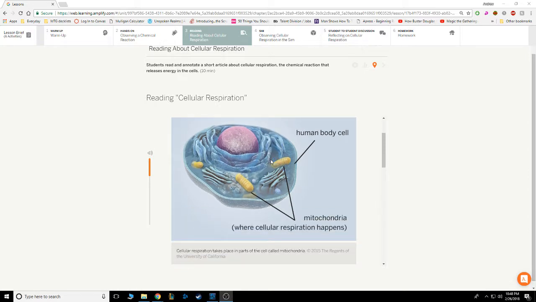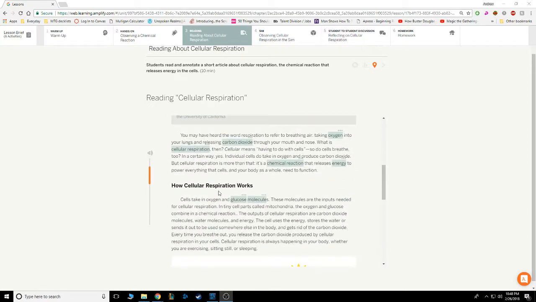Essentially what a cell does when it does cellular respiration is it takes in glucose and oxygen and puts it in the mitochondria. Remember, that's the powerhouse of the cell, and uses those things to make energy. You should have noticed that happening in the chemical reaction, and if you haven't, don't worry, you'll get a chance to see it in action, or you can read about it in this article.